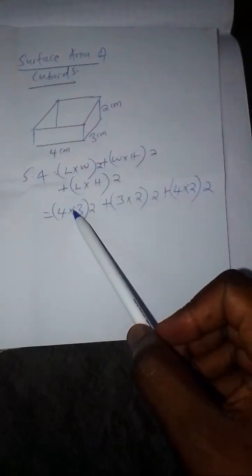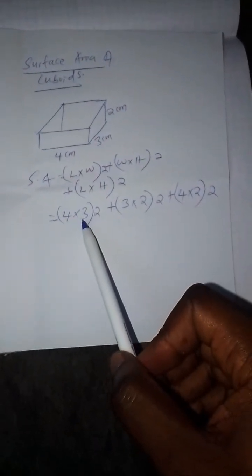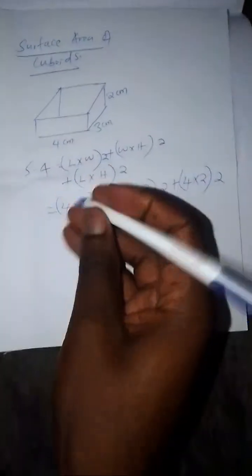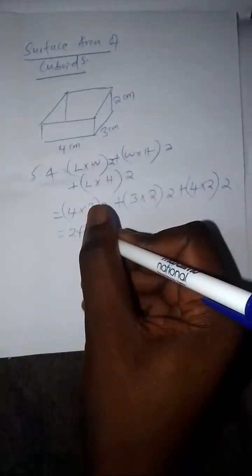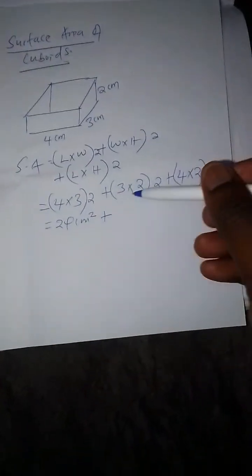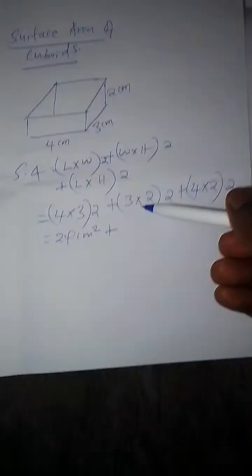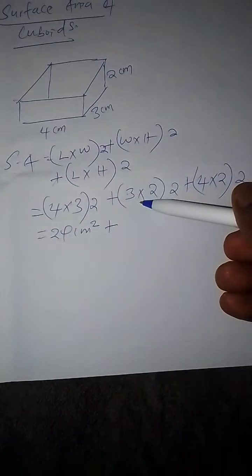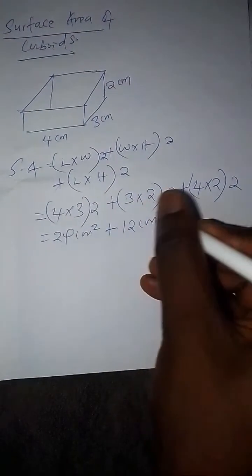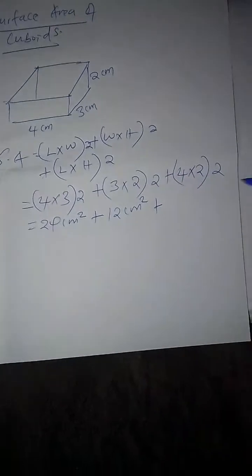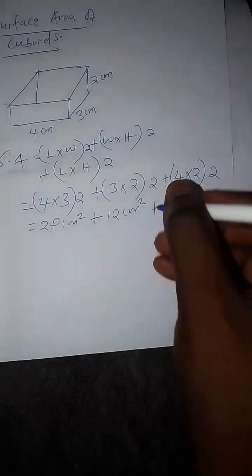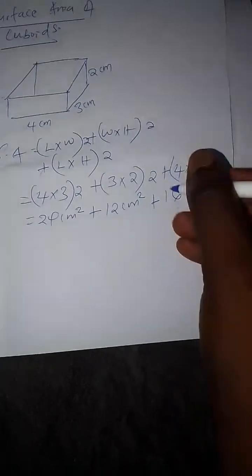So let's work out the answer. 4 multiplied by 3 is 12. 12 times 2 is 24. So here the answer is 24 square centimeters. Add 3 multiplied by 2 is 6, and 6 multiplied by 2 is 12. So plus 12 square centimeters. We add 4 multiplied by 2 is 8, and 8 multiplied by 2 is 16 square centimeters.